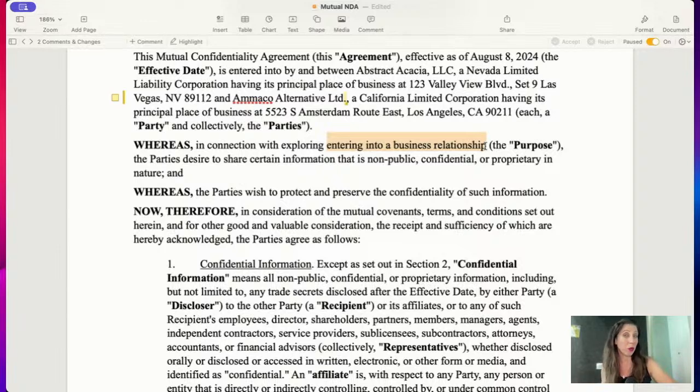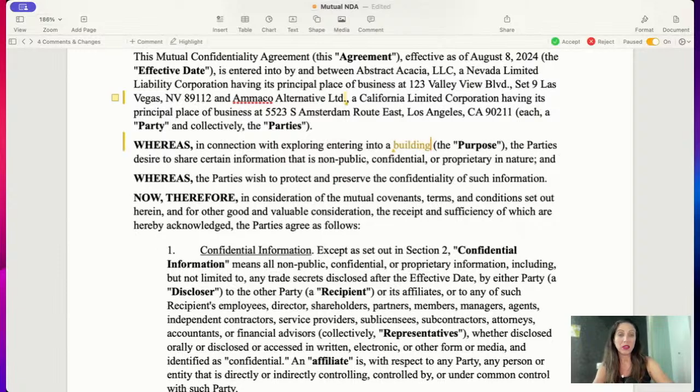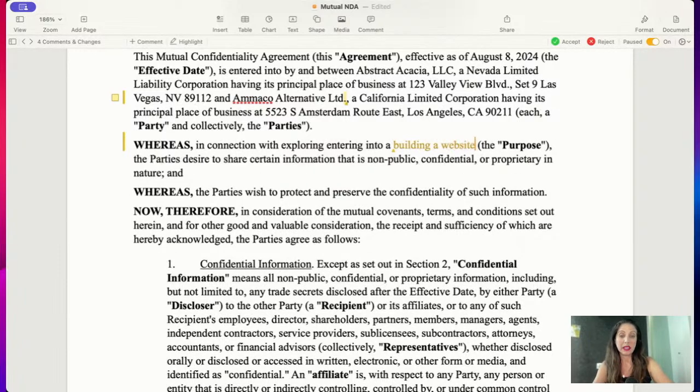We're exploring whether or not we want to start working together. But it's still really vague into a business relationship. Well, that's really big. So, exploring entering into building a website together. I want to limit what they're going to do with my information. And I want it to be narrow because any business relationship or any business use is very, very broad. And they could add things into that.